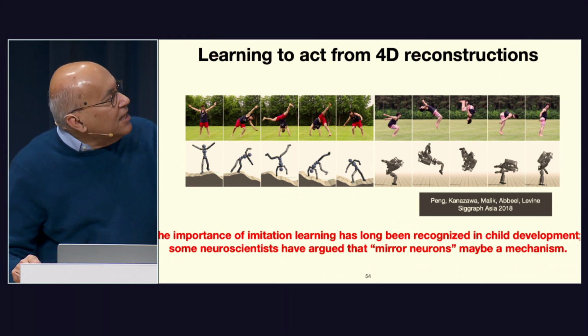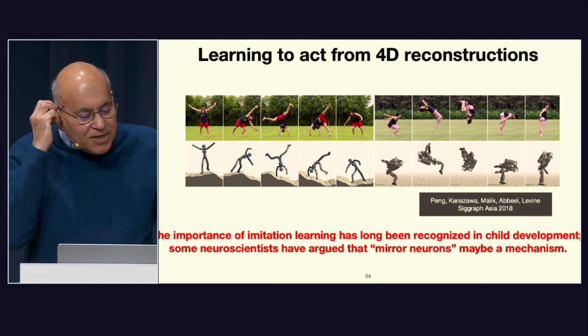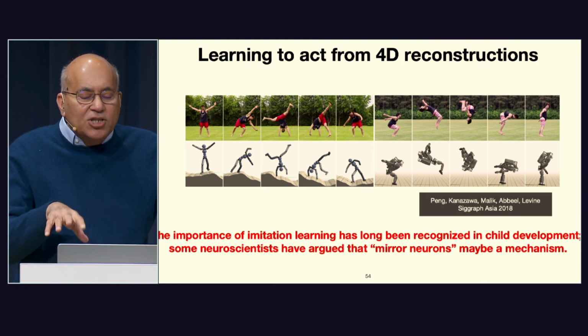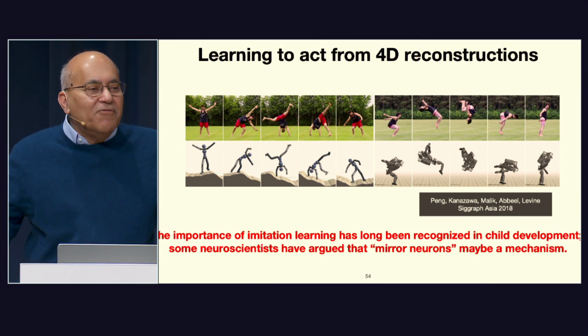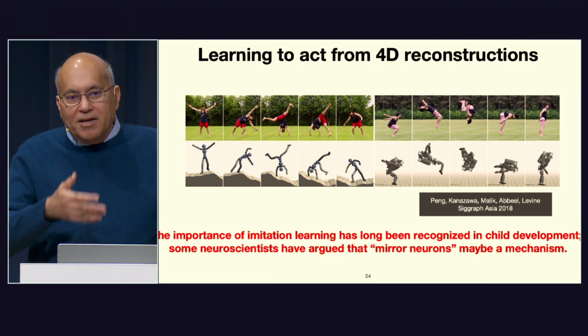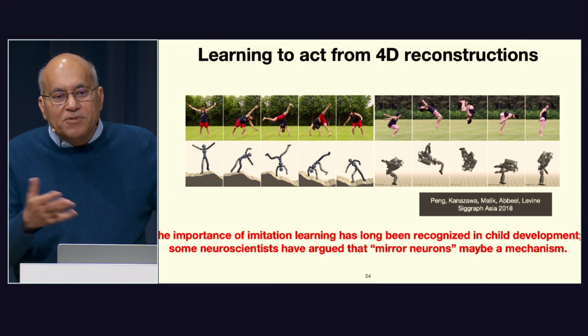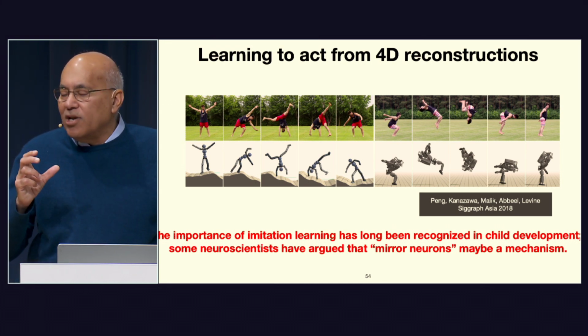Something like that, right? So we call this skills from video. And the importance of imitation learning has been recognized. The term imitation learning is unfortunately used in many different ways. For some, it actually just means teleop trajectories, which is also a kind of imitation. When I say imitation, I mean visual imitation.